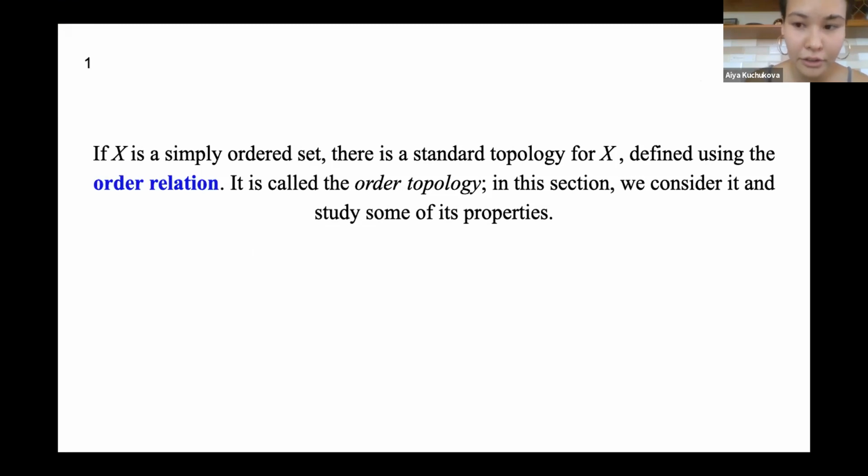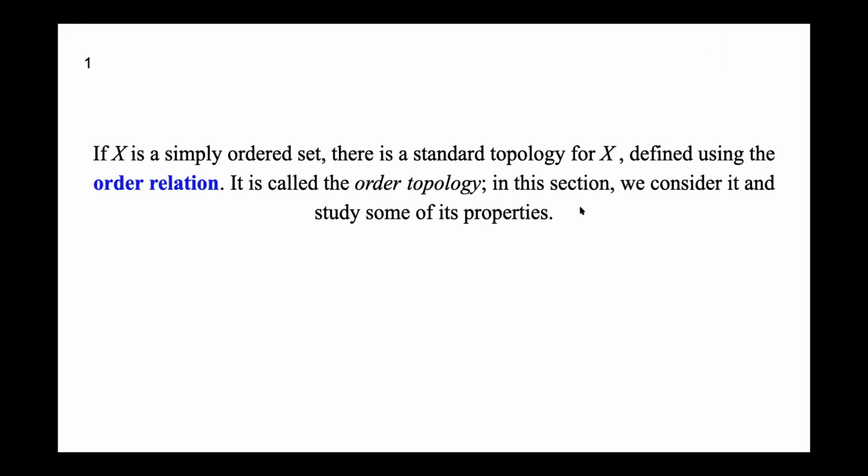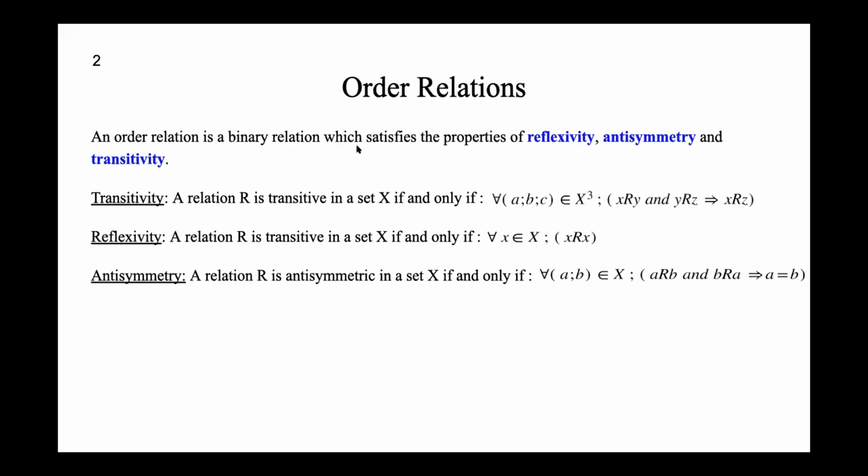So order relation is like when you have specific rules, like you define order with A, B, and I think that it's not reflexive and it's transitive and totally not symmetric. Exactly. We have three properties for order relations. An order relation is a binary relation which satisfies the properties of anti-symmetry, transitivity, and reflexivity.